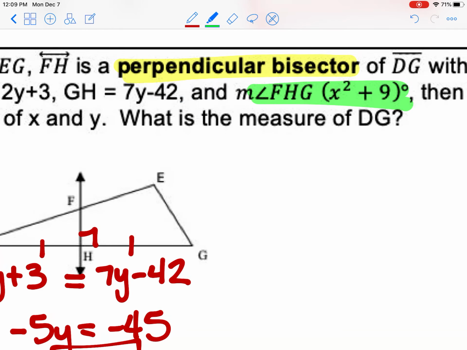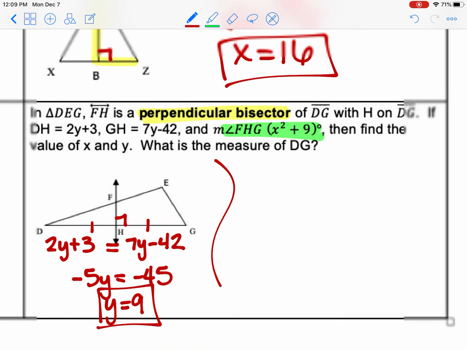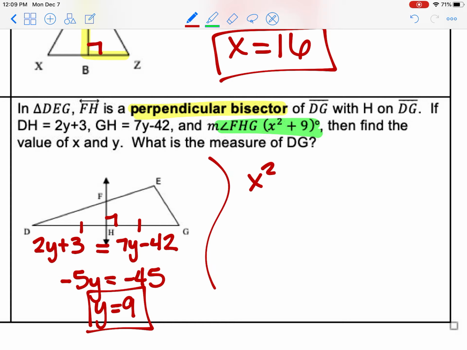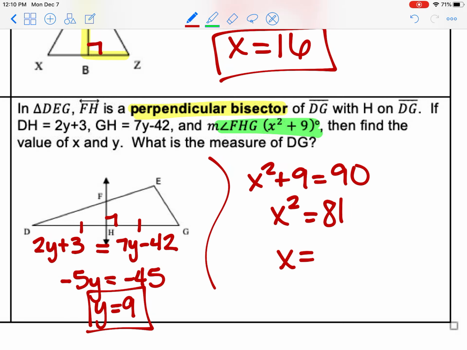The other information that they gave us was that angle, let me highlight that in green, angle FHG, our right angle, is x squared plus 9. And so we can do this a couple of ways. We know that that angle equals 90 degrees, so x squared plus 9 equals 90 degrees. We can say x squared equals, subtract the 9, 81. We know 81 is a perfect square, so we can solve for x. We don't have to factor. And so if we square root 81, we get 9 and negative 9. So anytime you square root a number, you really get two answers.